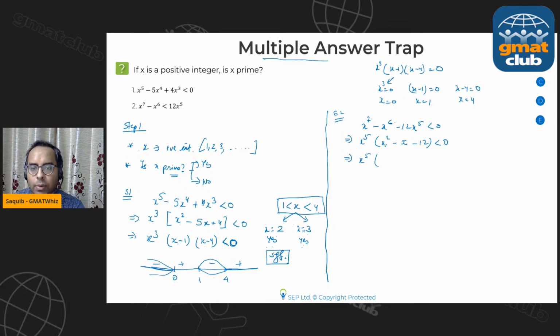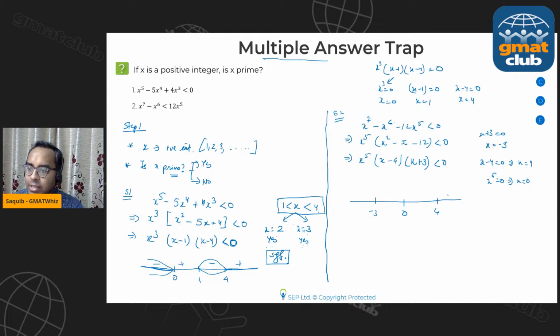So after taking common, again, there's a quadratic equation. You can write it as x minus 4 times x plus 3 is less than 0. And once again, find out the roots. One of the roots is going to be x plus 3 equal to 0, or x is equal to minus 3. Mark that. The other root is x minus 4 equal to 0, or x equal to 4. And x to the power 5 equal to 0, which will give you x is equal to 0.